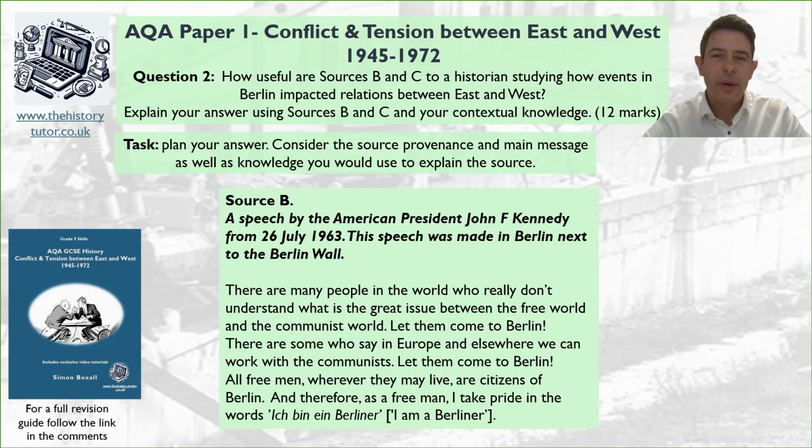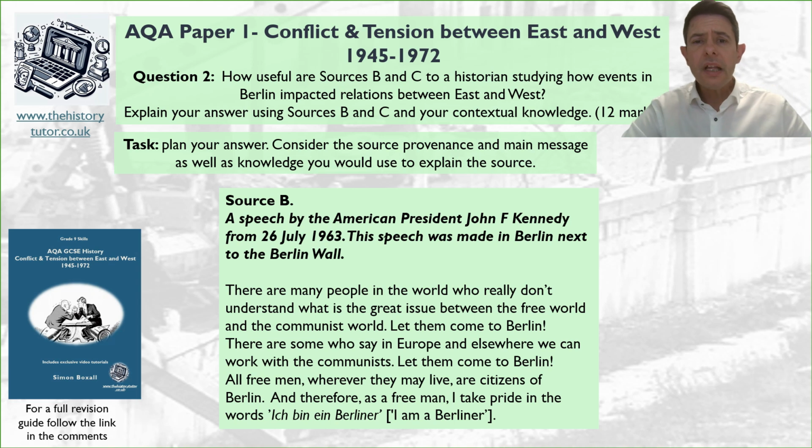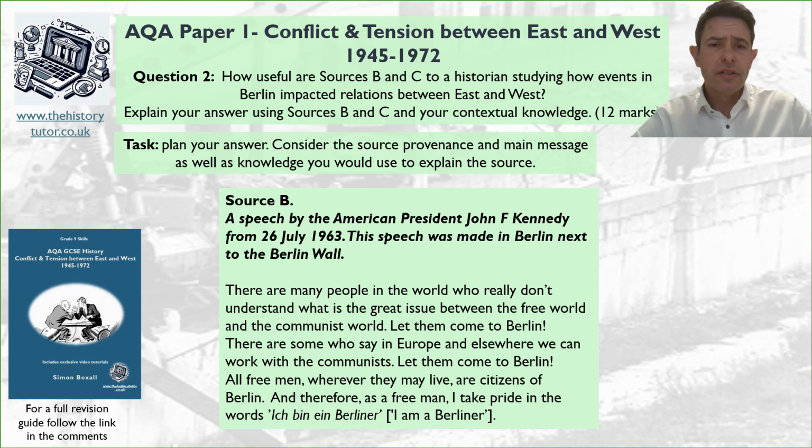Okay, so here is the question and the source. You can find it in your revision guide. Well, I imagine you've found it already because you probably pressed the QR code above it. So let's have a look at this question in more detail. The question says, how useful are sources B and C to the historian studying how events in Berlin impacted relations between East and West? So we want to try and develop a response to this source.